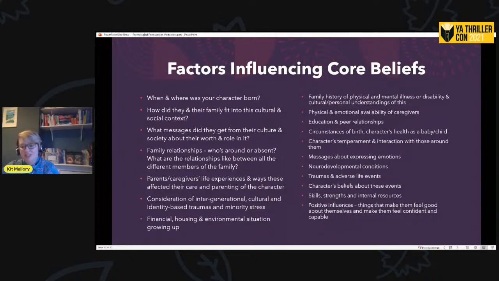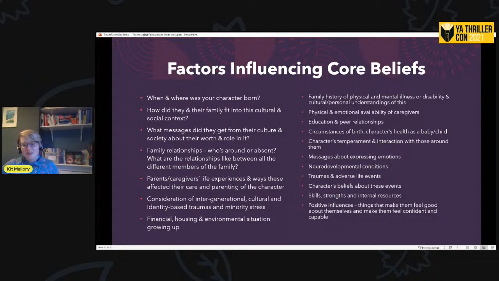Is there any family history of mental or physical illness? How is this understood and treated in the context of your book setting? How did it affect the family? How did it affect your character? Who was a primary caregiver? Who looked after them? How available and consistent were they?